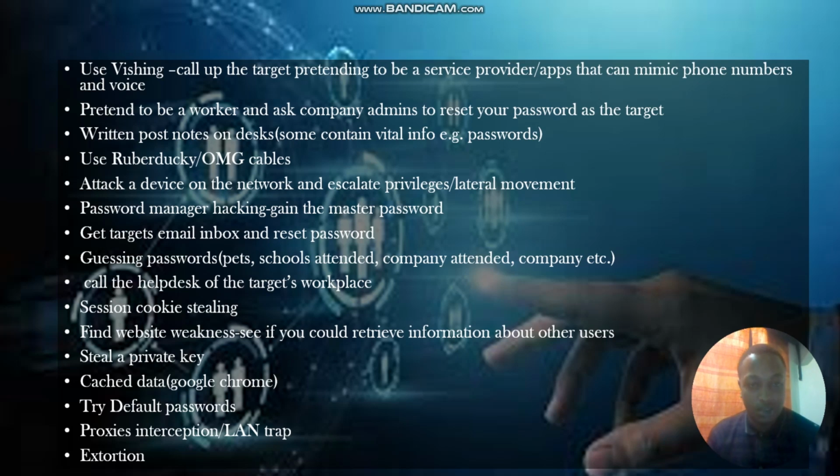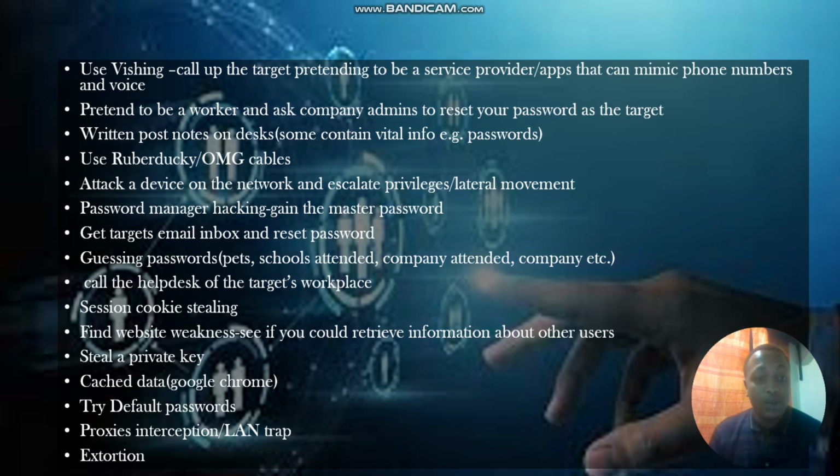Another way you could do it is by stealing a private key. Remember when we were talking about public and private keys? A private key is supposed to give you access to a certain network or to certain accounts with certain information, and it's supposed to be short-lived. So if you're able to get the private key of a person and gain access to their account, then you're able to easily get in and do whatever you would like with that specific user's account.